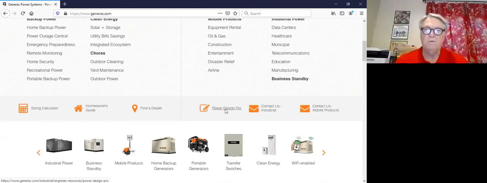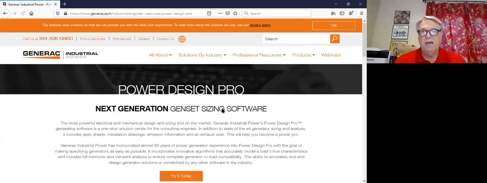Now, if you look over here, there's another sizing calculator, but that's for residentials. And you'll notice that it's under the residential column. If you want to go in and say, hey, I've got an air conditioner and 2 freezers and so on, and have Generac tell you what size residential generator you're going to need, that's the place to go. But we're going to stick with the industrial one. It's called Power Design Pro. It is free. And down here, you're going to say, try it today.